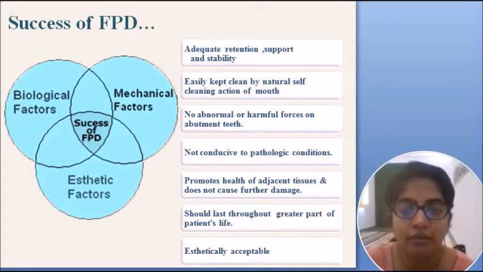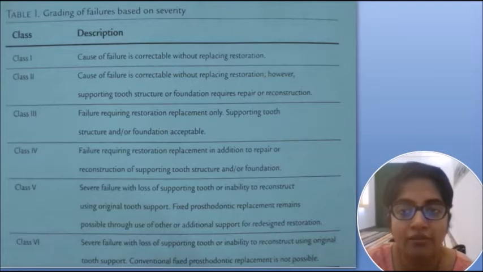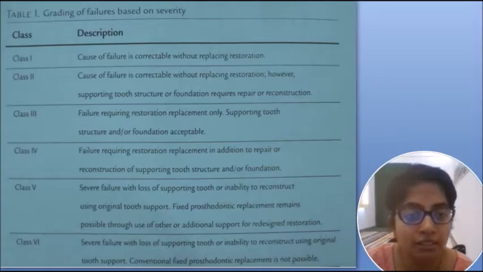So after the factors responsible for the success, we have a system which can grade or classify the failures depending on the severity. Now this classification has classes 1 to 6. Class 1 is the one in which the cause of failure is correctable without replacing the restoration. So very mild kind of a situation.